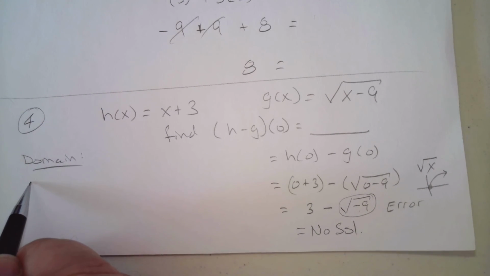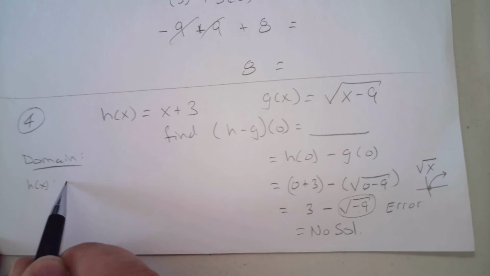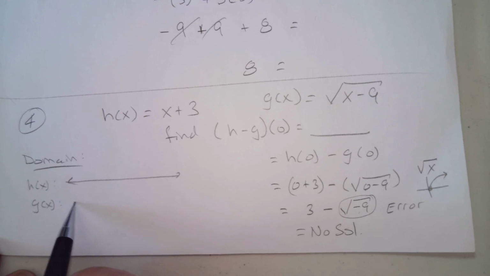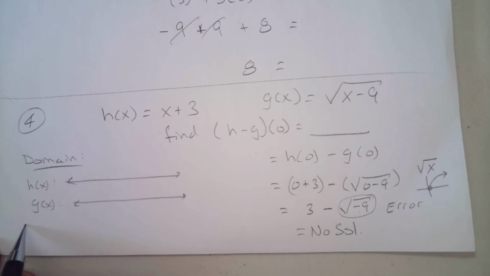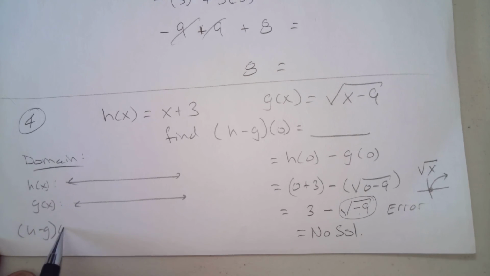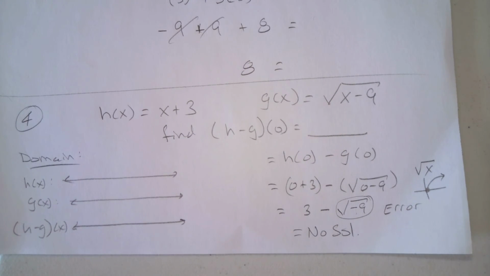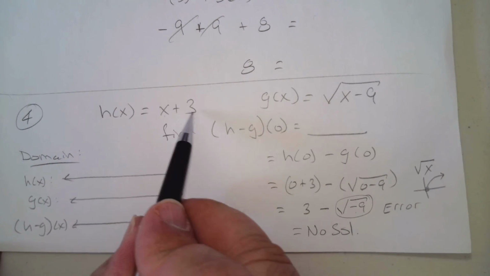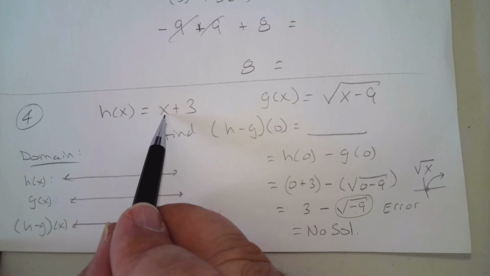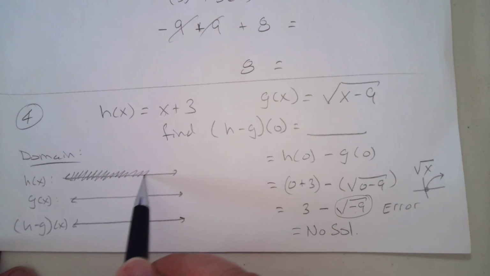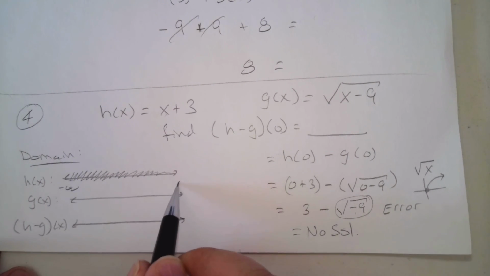Let's look at the domain. Let's look at h of x, the domain of h of x, the domain of g of x, and the domain of h minus g of x. And we'll look at and find a shortcut. So, this is a linear equation. Linear equation, x can be negative, positive, or 0. So it's everything from negative infinity to positive infinity.